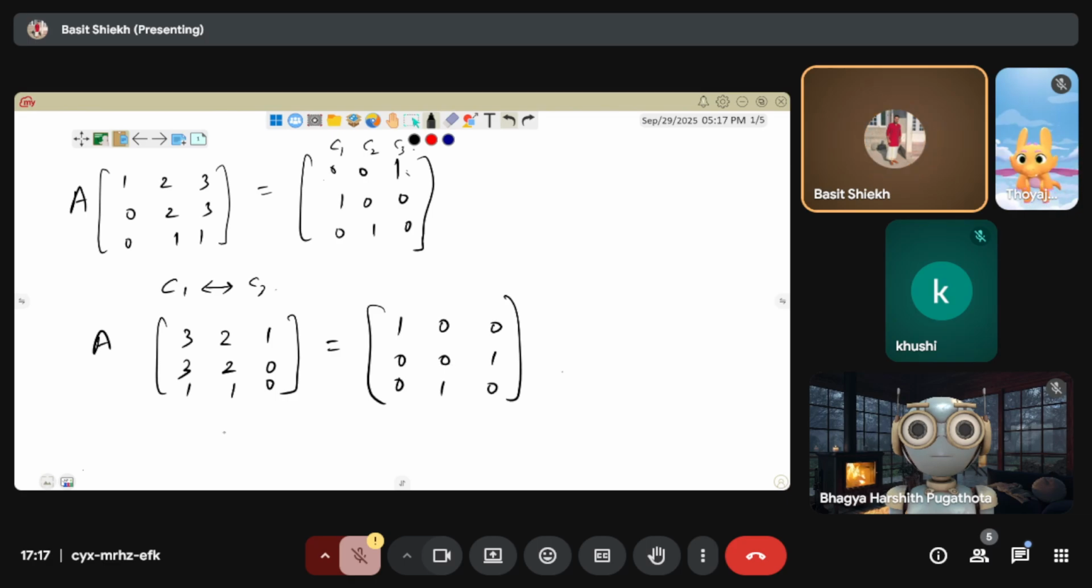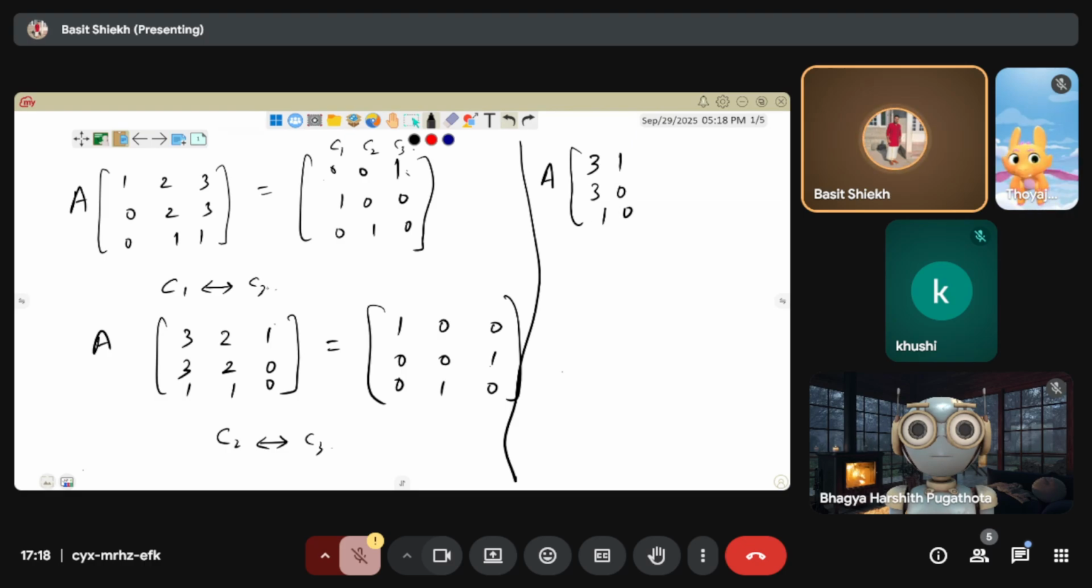We will apply C2 goes to C3 and C3 goes to C2. So here I will write A into [3, 1, 3; 1, 0, 0; 2, 1, 2]. On the right hand side we will get the same change, column 2 with column 3 and column 3 with column 2. So [1, 0, 0; 0, 0, 1; 0, 1, 0].